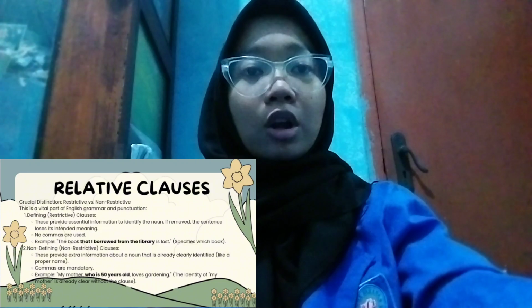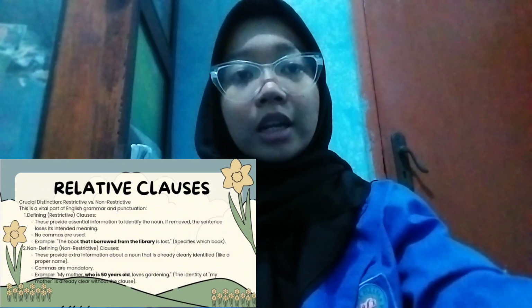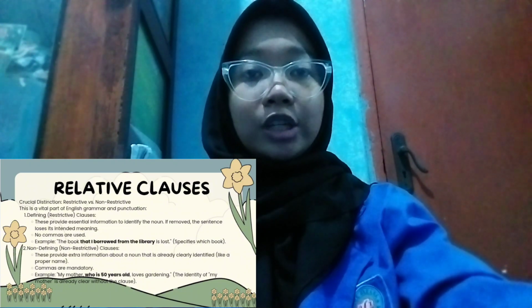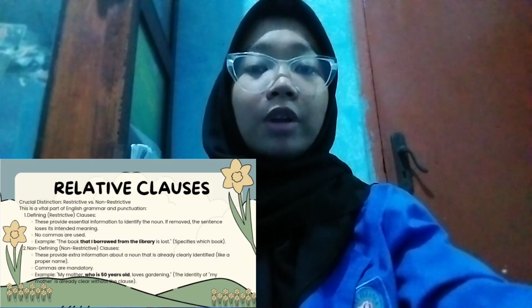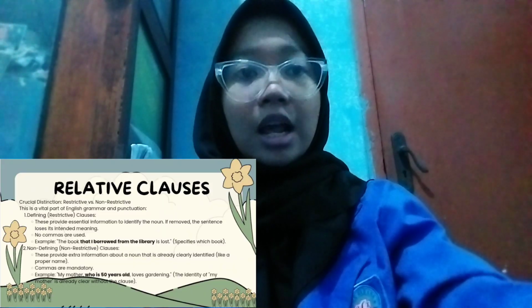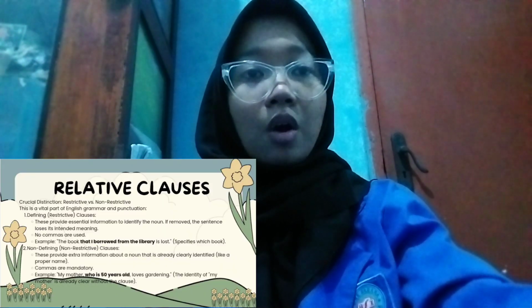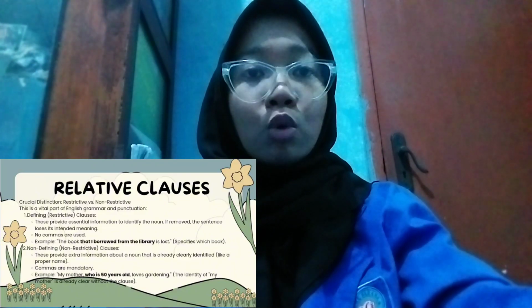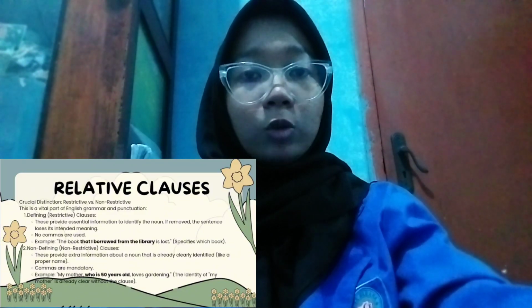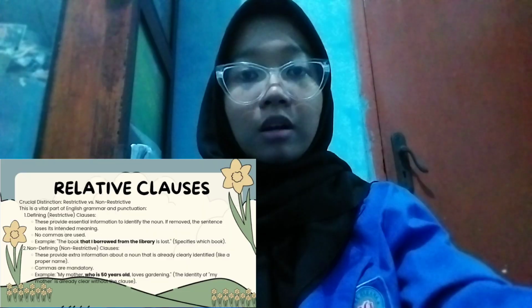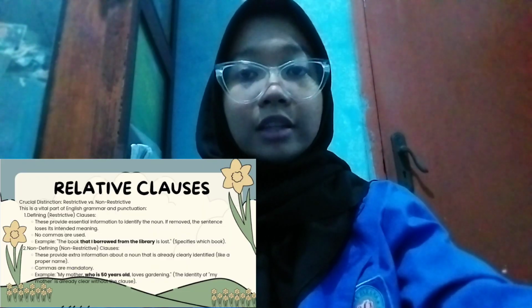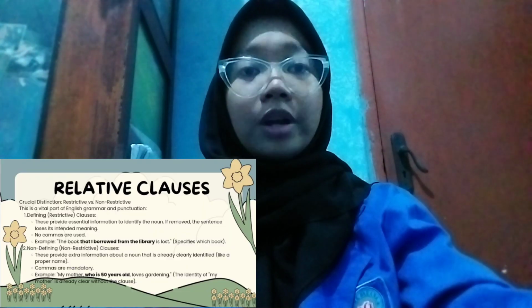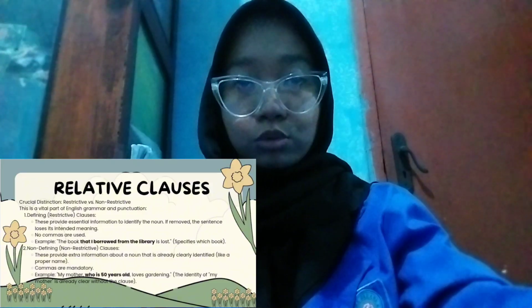Number 2. Non-defining, non-restrictive clause. These provide extra information about a noun that is already clearly identified, like a proper name. Commas are mandatory. Example: my mother, who is 50 years old, loves gardening. The identity of my mother is already clear without the clause.